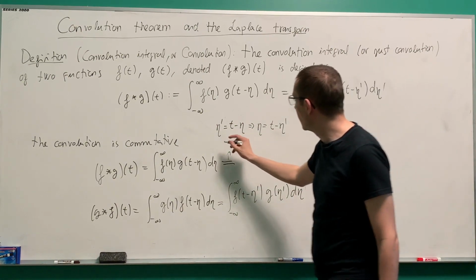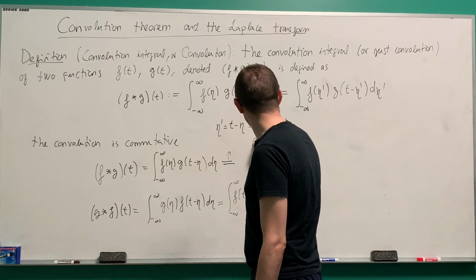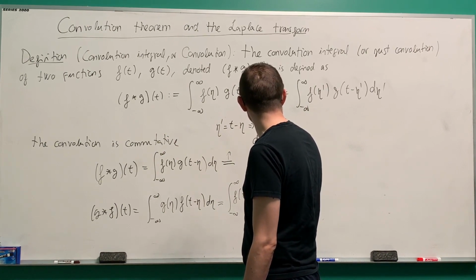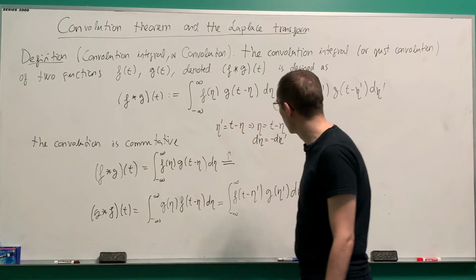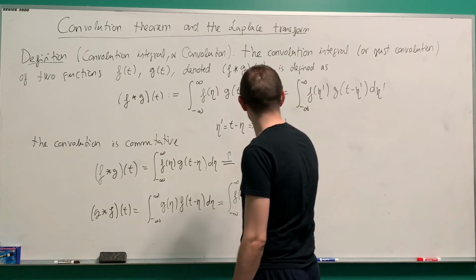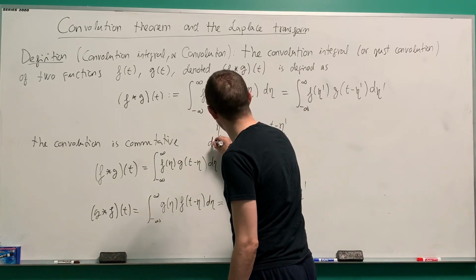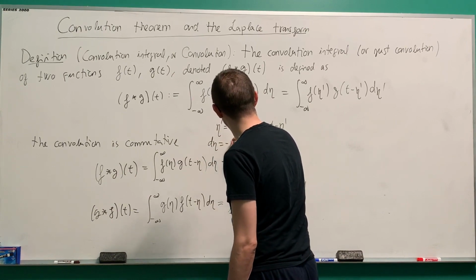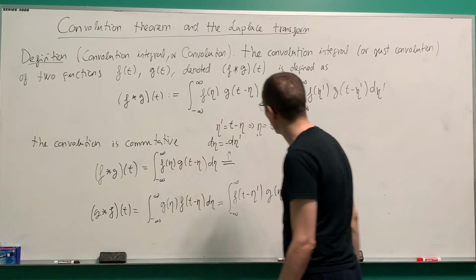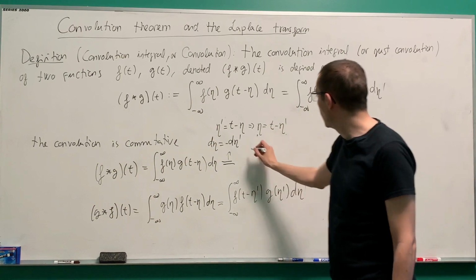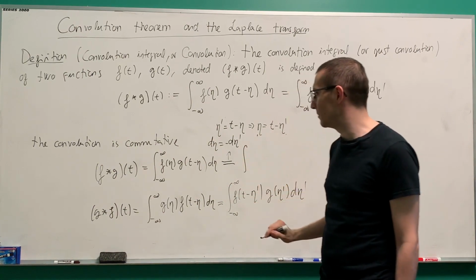And that means also that eta is equal to minus eta prime. Maybe I shouldn't write it there, because I'm going to write on top. Let me write here: eta is equal to minus eta prime. All right, let's do the change of variables. Now we need to change the limits.